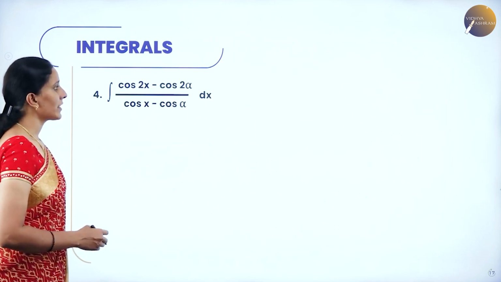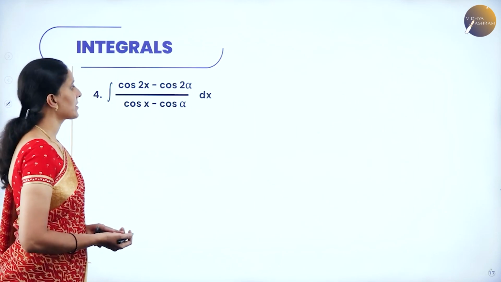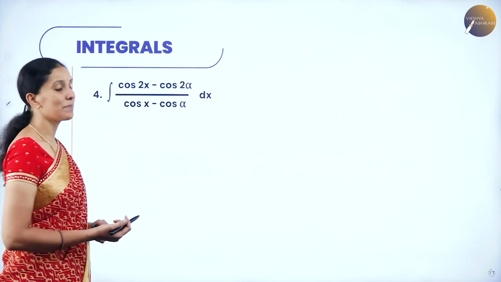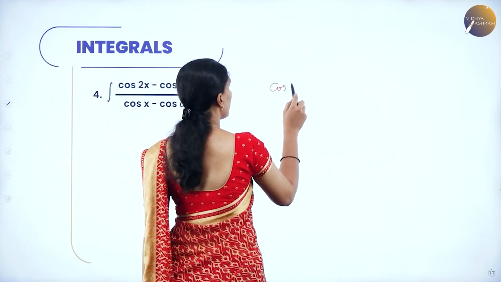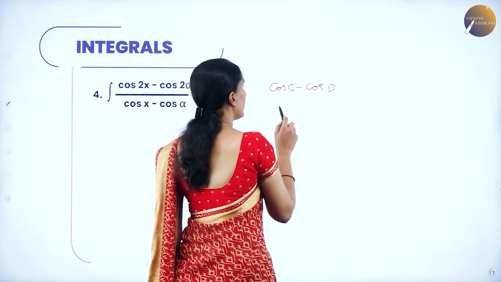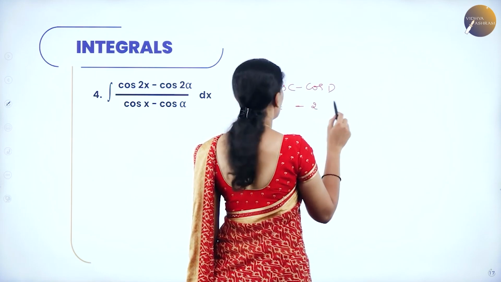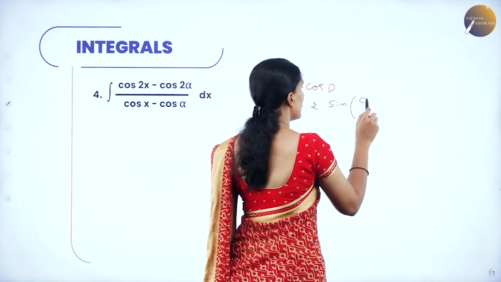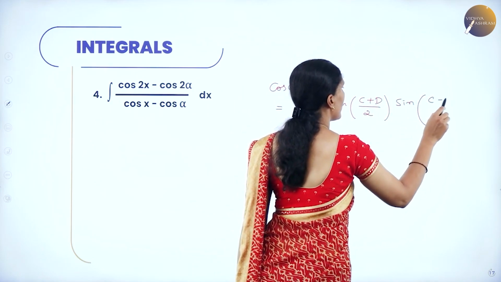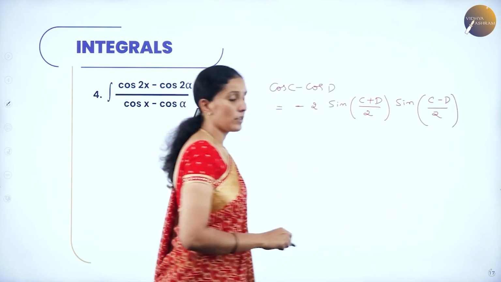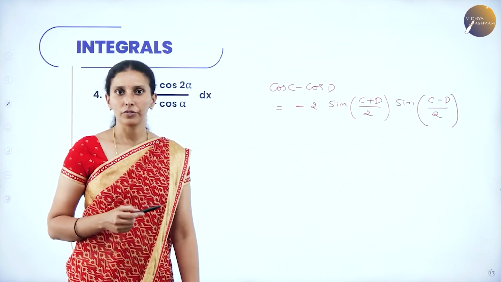Next, cos 2x minus cos 2 alpha. So next we have integral of cos 2x minus cos 2 alpha divided by cos x minus cos alpha into dx. So here we can use the formula cos C minus cos D, which can be written as minus 2 times sin C plus D by 2 sin C minus D by 2. So this is the transformation formula, sum or difference to product of the integral.